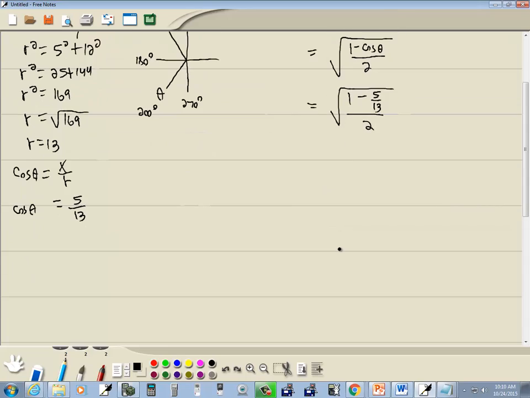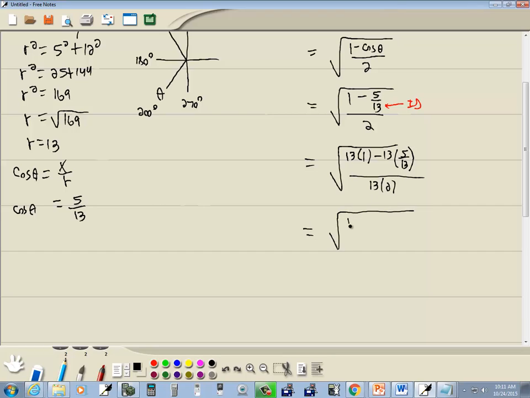Now this is a complex fraction, a fraction inside of a fraction. So we're going to multiply everything by the LCM of all our inner denominators. This one right here is an inner denominator. A fraction inside of a fraction has its own denominator, which is called the inner denominator. And I'll multiply everything by 13. So I'll take 13 times 1 minus 13 times 5/13 over 13 times 2.